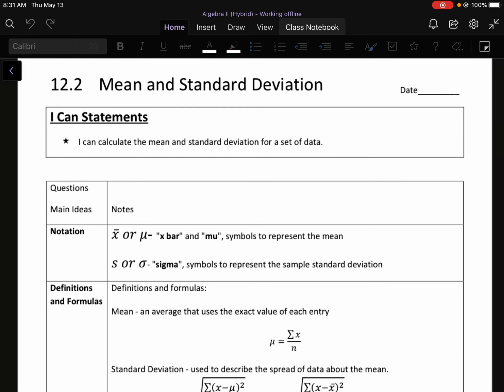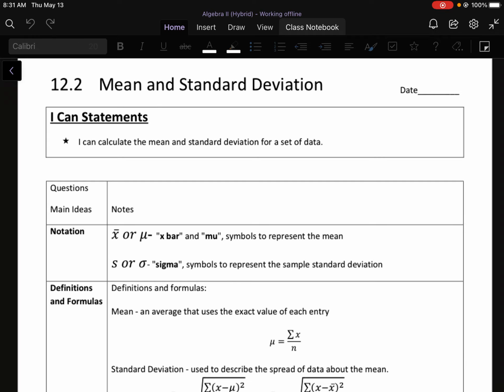Alright, here we go with section 12.2, mean and standard deviation. This is actually kind of a combo of 12.2 and 12.3 because it's all the same thing. The goals for this lesson are to calculate the mean and standard deviation for a set of data.